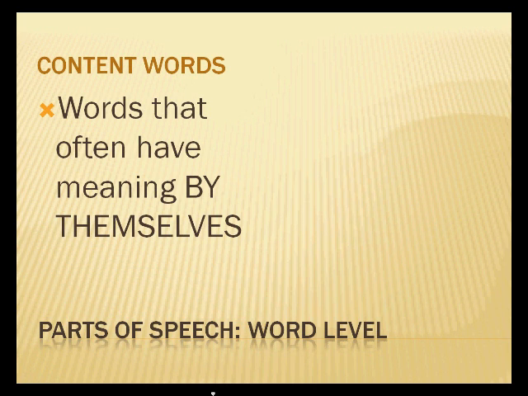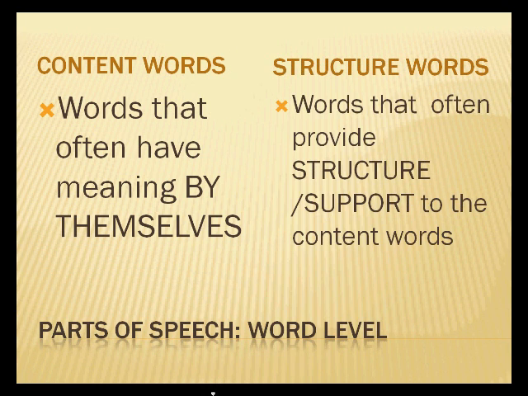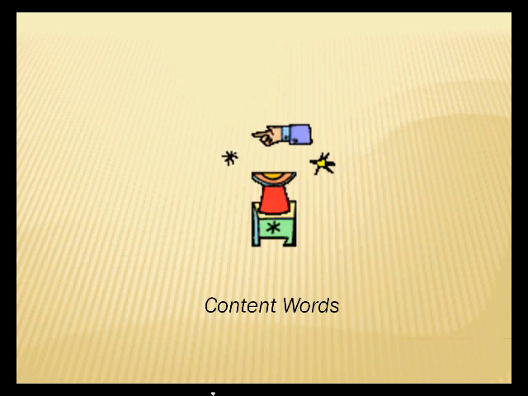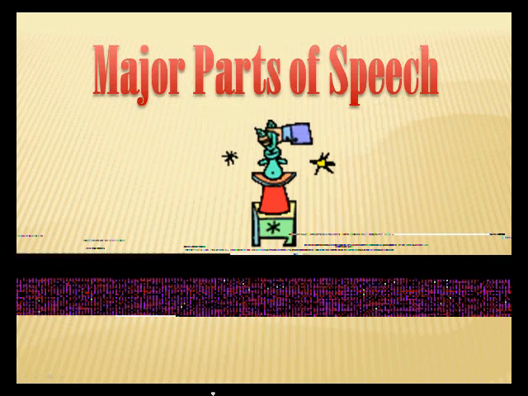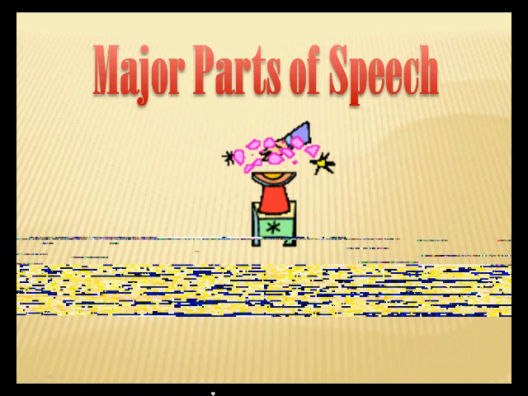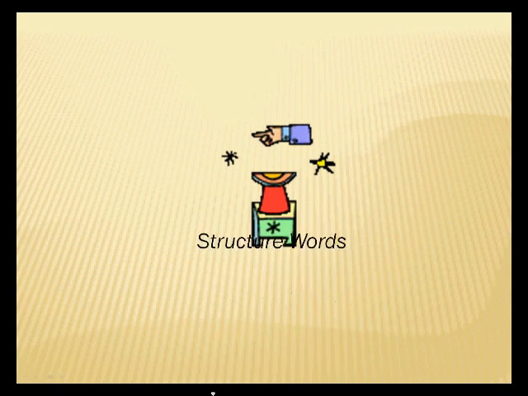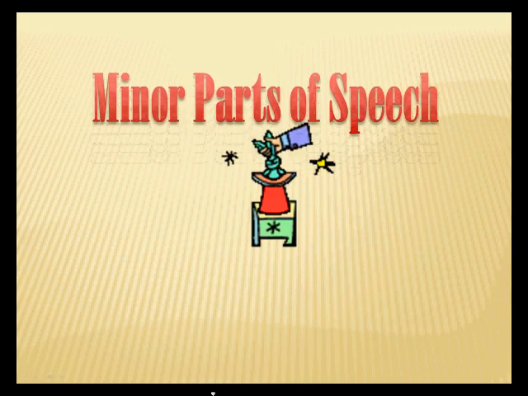So at the word level, we kind of refer to the words that have meaning by themselves as content words. Other words we refer to as structure or support words, because these words largely exist to support or provide structure to the content words in the sentence. Now, in this series, we're going to refer to content words as major parts of speech. And then structure words we're going to refer to as, you guessed it, minor parts of speech.